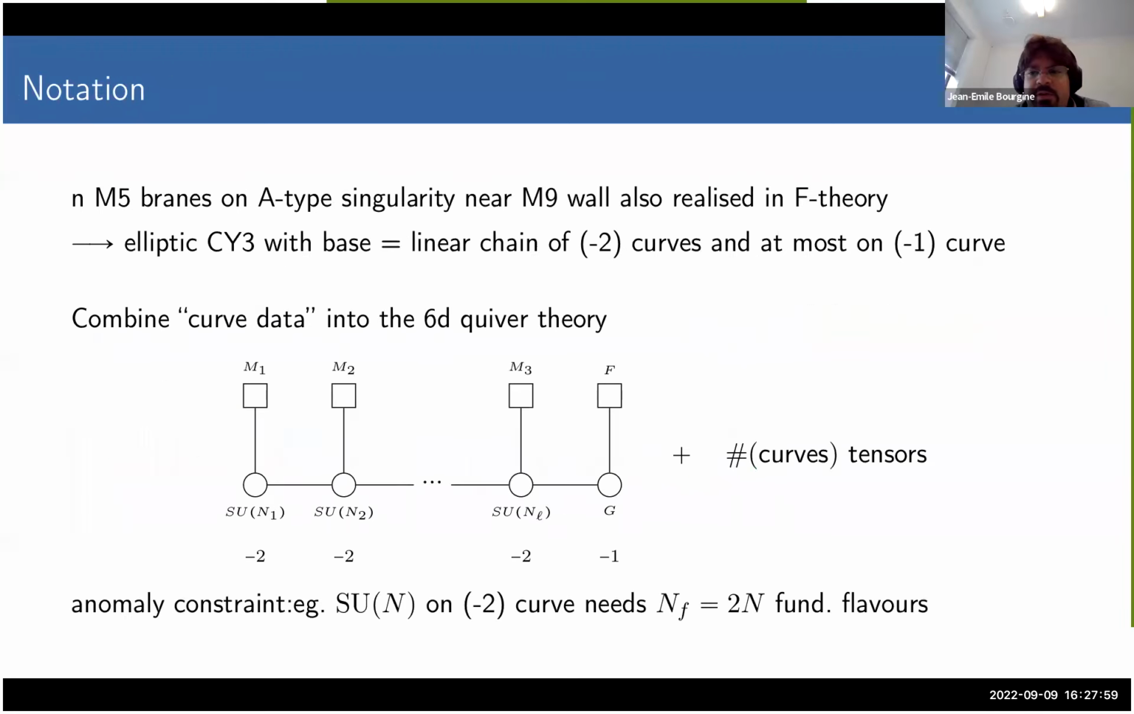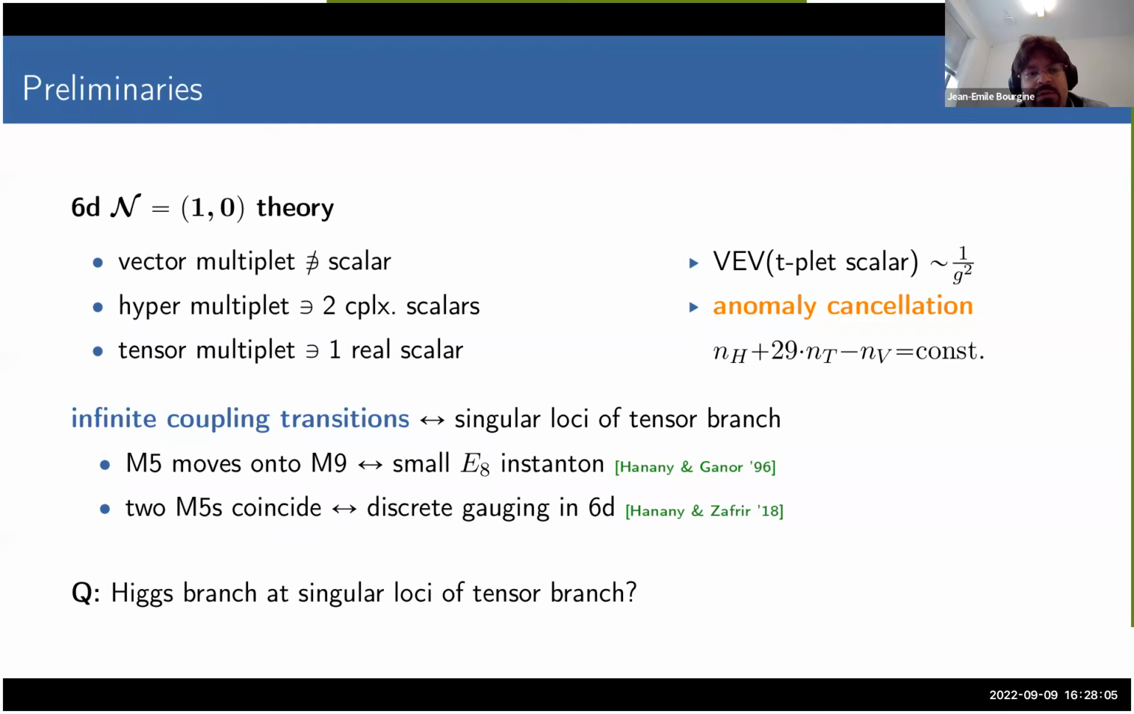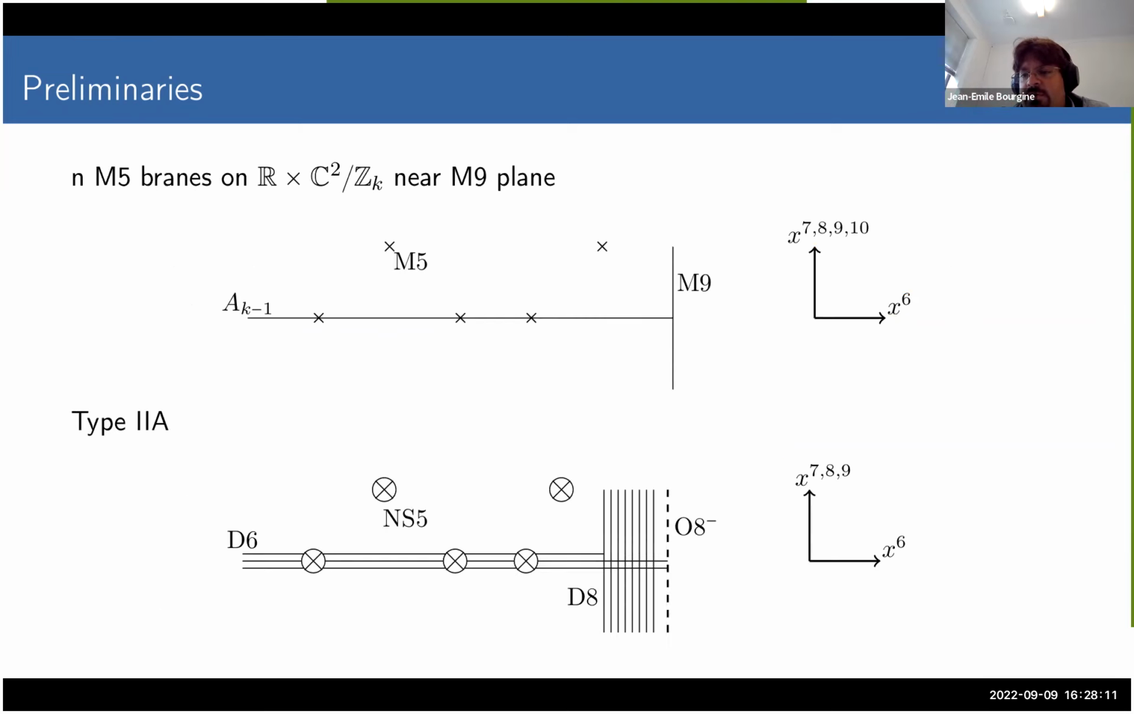Marcus? Yes. Sorry. Could you remind me? If you have a single NS5, the theory is a 6D N=(1,0) with a tensor. That's on a single NS5. Yes, on the single NS5, you do have a tensor, but an overall tensor decouples, right? So an overall tensor multiplet decouples. So if you have n NS5, only n-1 of them contribute dynamically and the overall one decouples. It's just a position. I see. Okay, thank you.